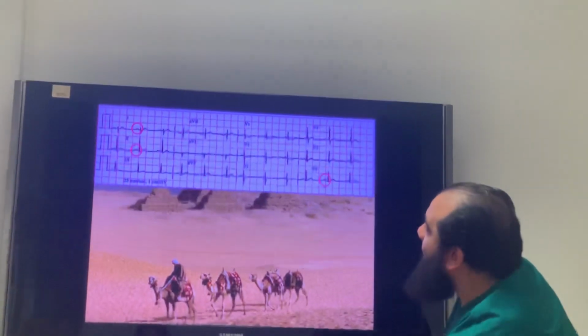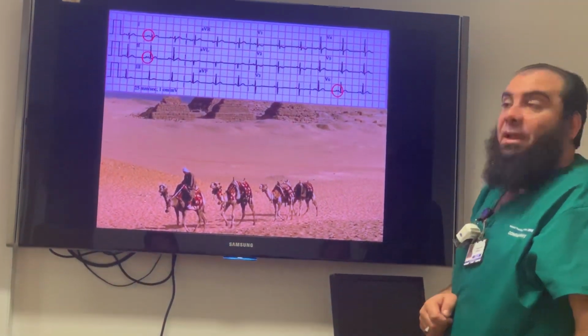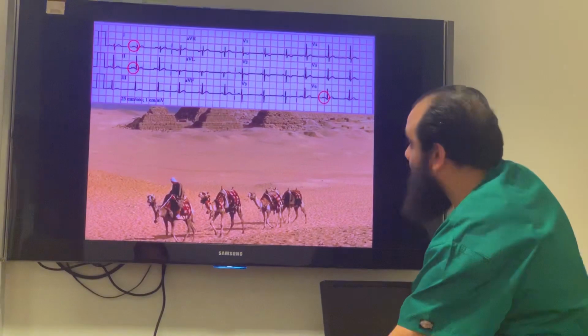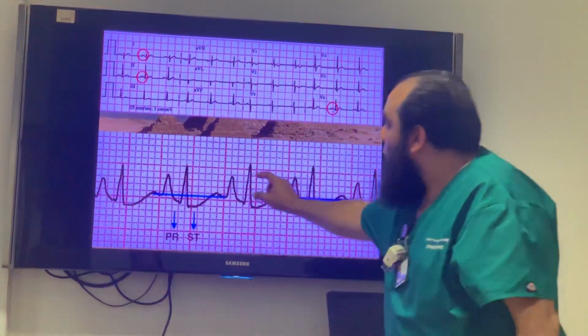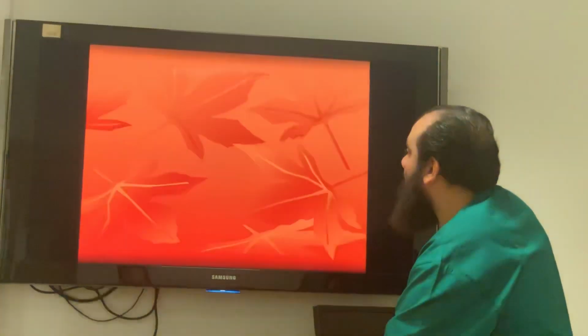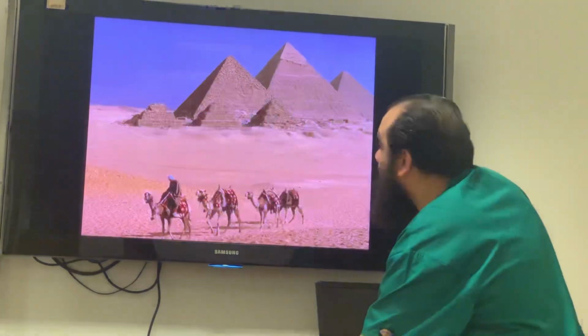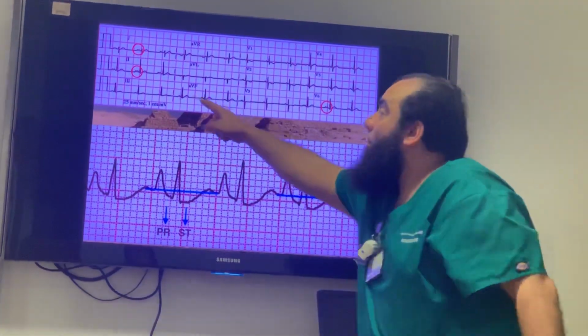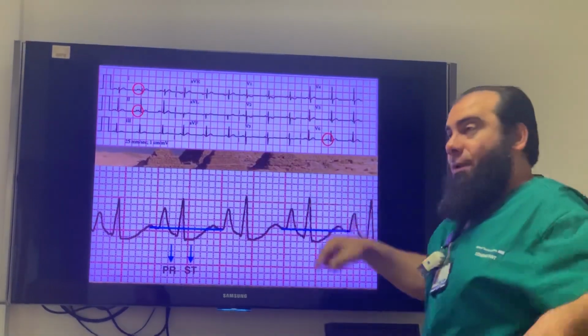Okay. What's that? P mitrale. Simple and easy. What's that? P pulmonale. See how big it is? Yes. Okay. Can you enlarge the P mitrale? Bifid one. Oh, okay. There we go. Sorry. Bifid and wide. Yeah, that's okay.